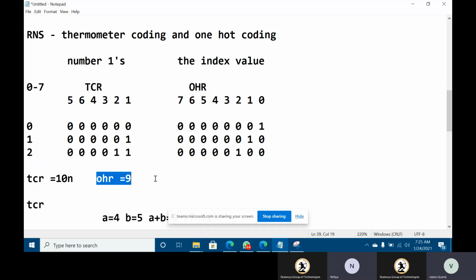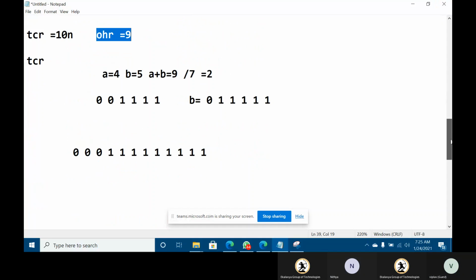In the example we just took, A is 4 and B is 5, and we took the modulus 7. How can we take that modulus? It is our wish, but all prime numbers are used. Suppose it is 8, so let us see how we can do it with 8.